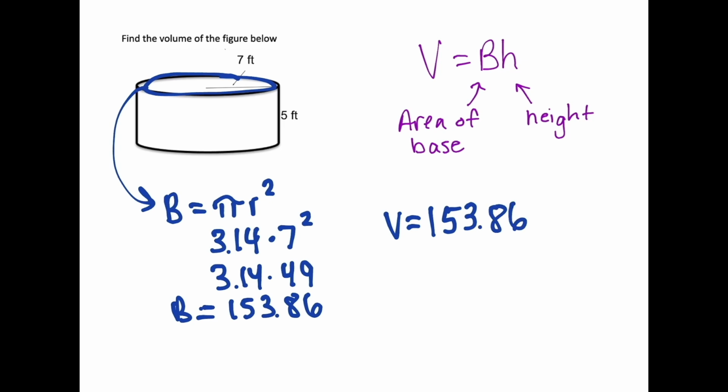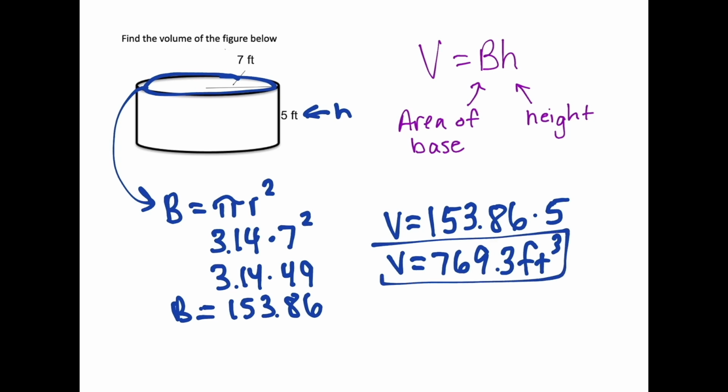So we can plug in 153.86 for our B. Our height on this shape is 5. So we can plug 5 in for the height. When you multiply 153.86 times 5, you get 769.3. So the volume of the cylinder is 769.3 cubic feet.